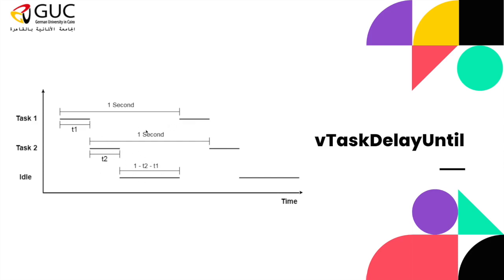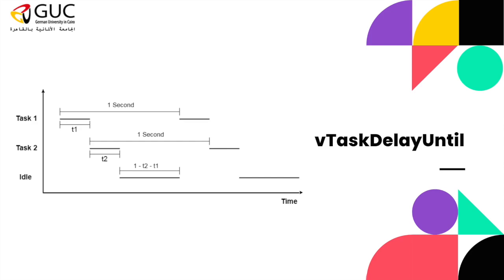The idle task lies within the 1 second of task 1. Therefore, the time spent by the idle task is 1 minus the time taken by task 1 and task 2, which is 1 minus T2 minus T1. Because the idle task will only work until a higher priority task is in the ready state that will preempt the idle task and kick it from running.